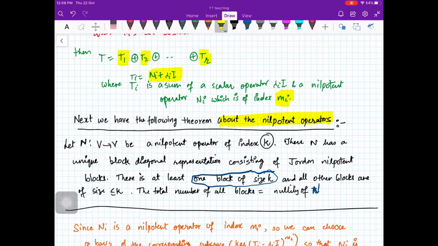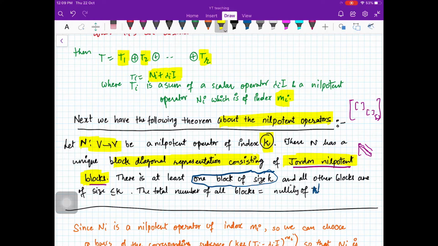What is the theorem about nilpotent operators which we have already proved? Suppose N from V to V is a nilpotent operator of index k, then N has a unique block diagonal representation consisting of Jordan nilpotent blocks. What are Jordan nilpotent blocks? They are the blocks where you have 0 everywhere, and on the super diagonal, the diagonal above the main diagonal, you have ones. So N has a representation like this, where on the diagonal you have Jordan nilpotent blocks.